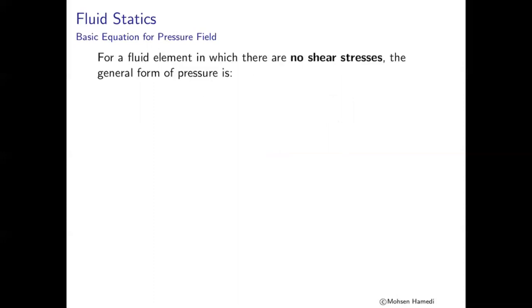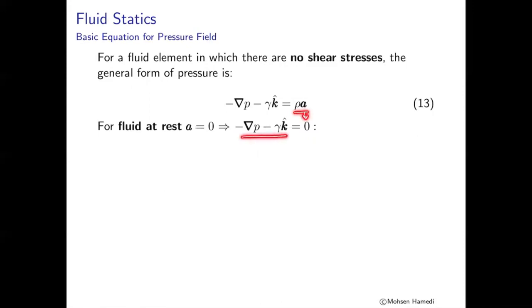So we can say that for a fluid element in which there are no shear stresses, the general form of pressure is given as this function, which we have derived using Newton's second law. And also for a fluid at rest, we know that the acceleration will be equal to 0. So here the acceleration is equal to 0, and minus nabla p minus gamma in the k direction is equal to 0. Then if we again expand the operator here, we will find this equation, in which the 0 here is actually 0i plus 0j plus 0k.